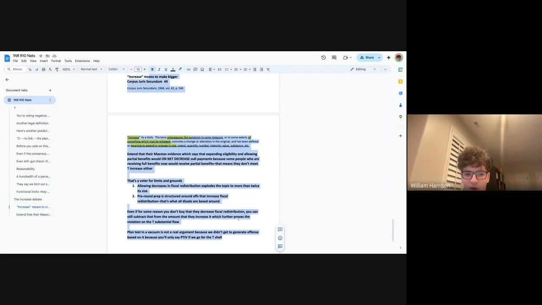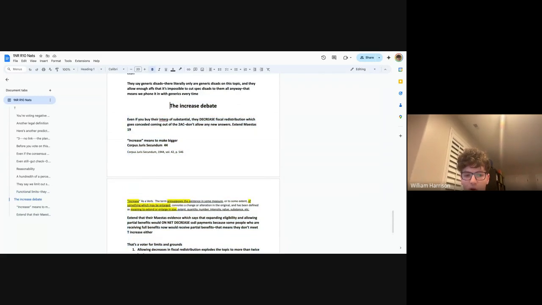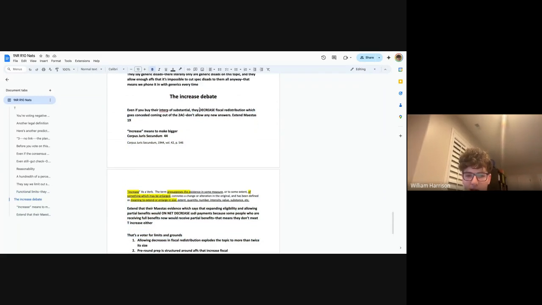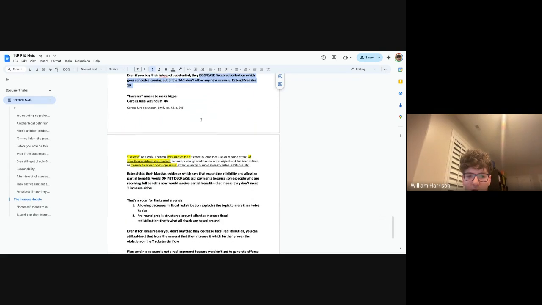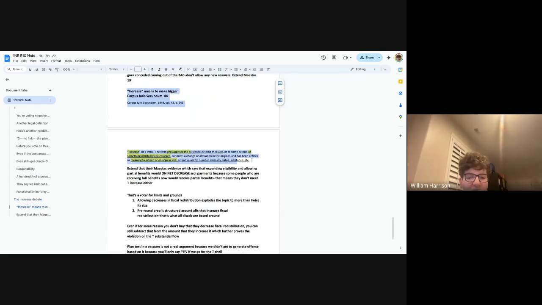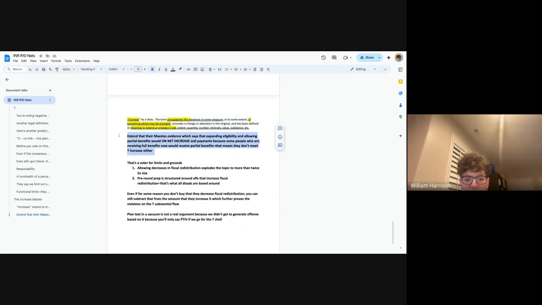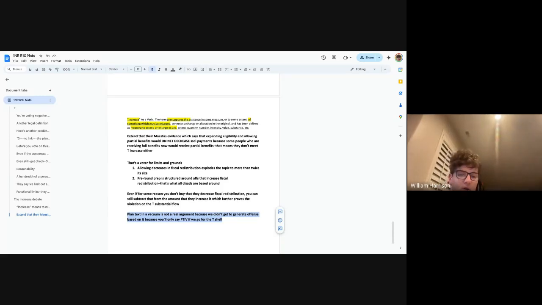Honestly, this was just to skew them even further on time. We went for, I put it in T increase, which is that they decrease fiscal redistribution, which they concede. Increase means to make bigger. Then I said on net it decreases. Even if you don't buy it, you can still subtract it, which makes kind of how T arguments interact with each other and with other arguments. Kind of like how when they read T increase and T universal, they limited out to 0 affirmatives.